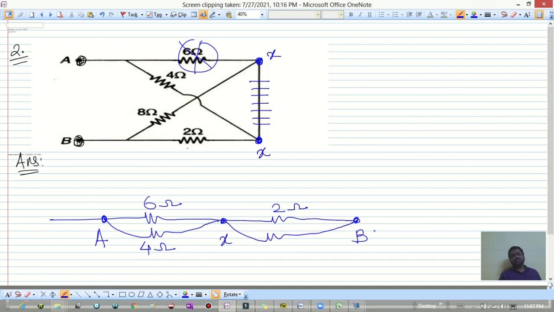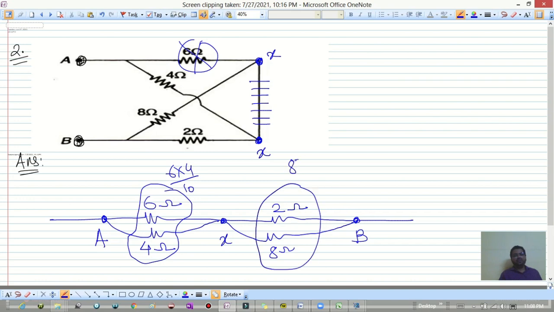Now see, it is very simple to calculate the resistance between A and B. Tell me, what is this combination? Parallel, 6 and 4 parallel, 6 into 4 divided by 10. 2 and 8, again parallel, 8 into 2 divided by 10. So RAB is equal to 24 divided by 10 plus 16 divided by 10, which is equal to 40 divided by 10, and that is equal to 4 ohm. So see, it is very simple if you know this kind of tricks. So I hope this is clear.